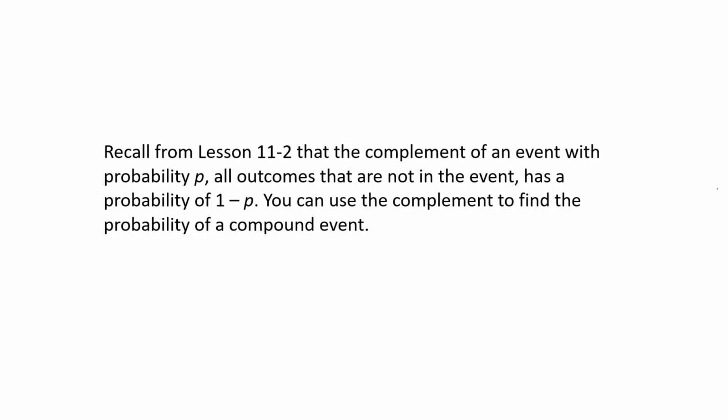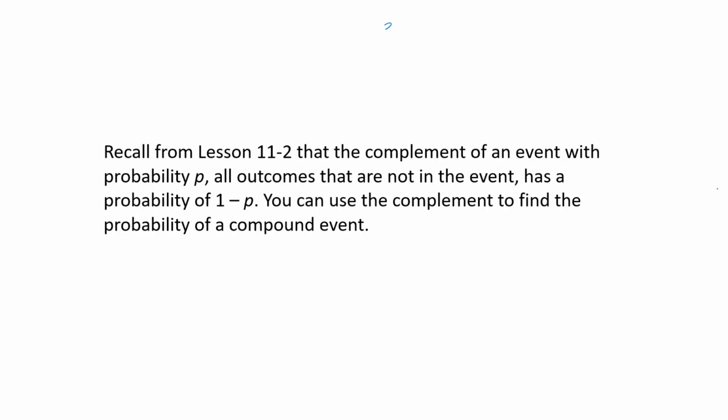All right, so recall from lesson 11-12 that the complement of an event with probability P, all outcomes that are not in the event, has a probability of 1 minus the probability of the event happening. You can use the complement to find the probability of a compound event. Let me just talk about what that means for a minute longer before we move on.